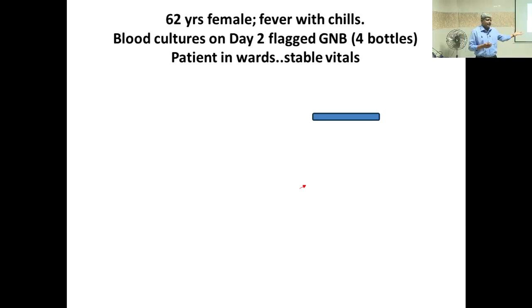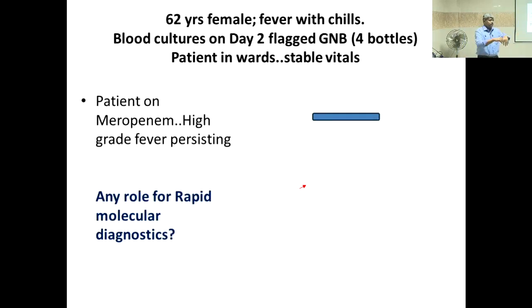All 4 bottles flagged gram negative. Again, this patient was on ceftazidime sulbactam. The next day, fever was there, very high grade. People gave meropenem. She was still having fever and not getting better. But in general, you understand, when you start an antibiotic, fever is not going to settle quickly. It takes 48 to 72 hours. But she was looking very toxic.